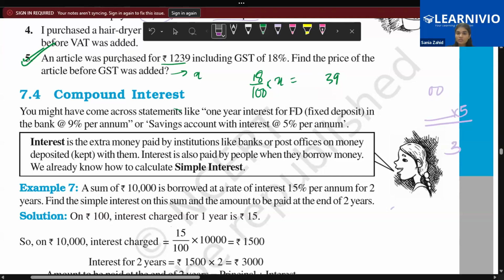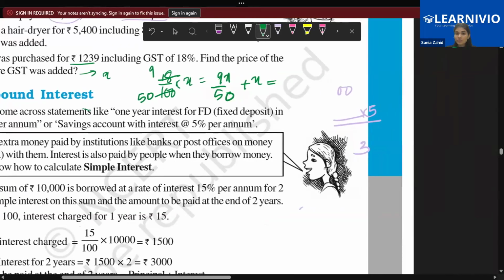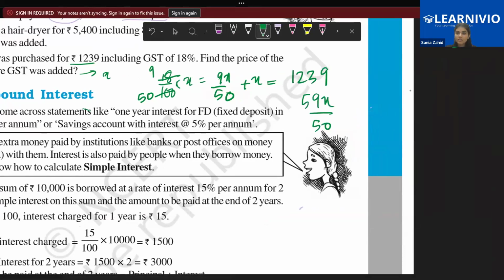I'm sorry, children. Just find 18% of X. So 18% of X is how much? 9 by 50x. You can write 9x by 50. Now just add 9x by 50 plus x. I am doing directly in one line because I don't have space. You don't have to do it like that. You do 9x by 50 plus x should be equal to 1239, right? And then you can calculate the value for x. So 50 is the LCM. 59x is equal to 1239. So x is equal to 1239 into 50 by 59. Just calculate the value of x like that.